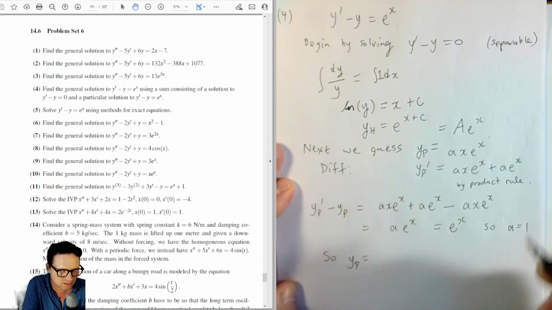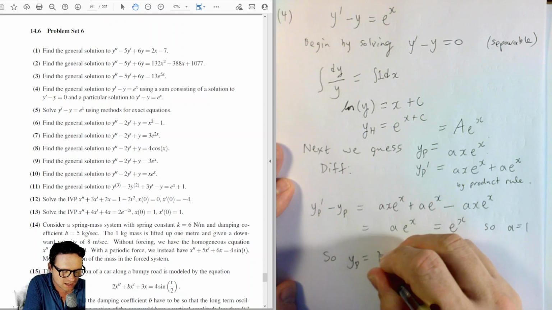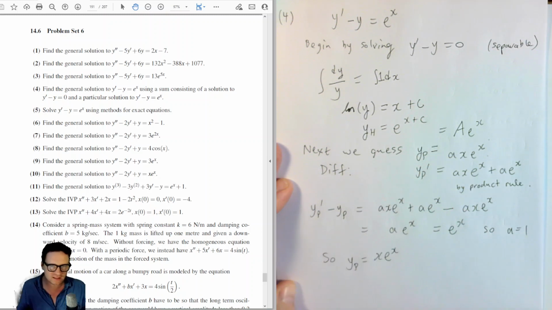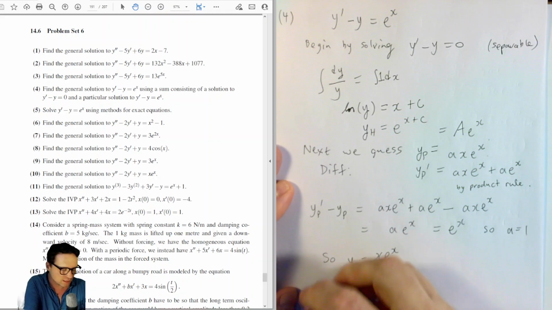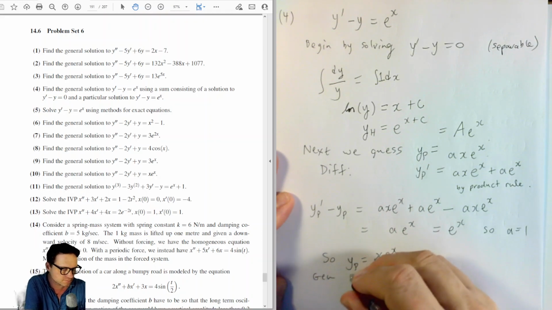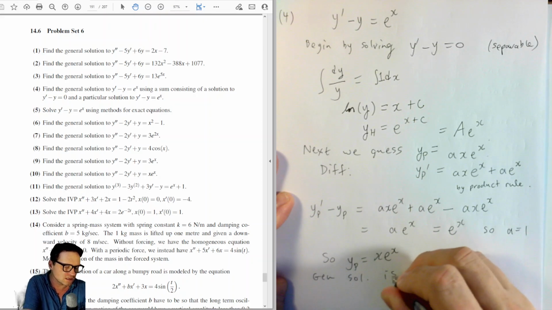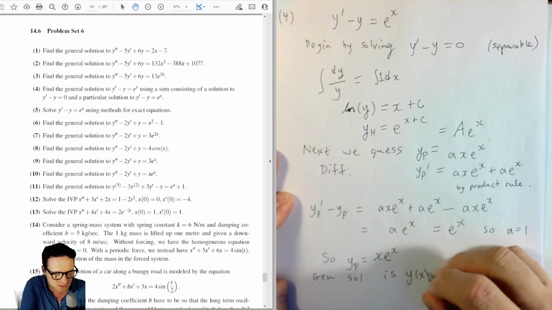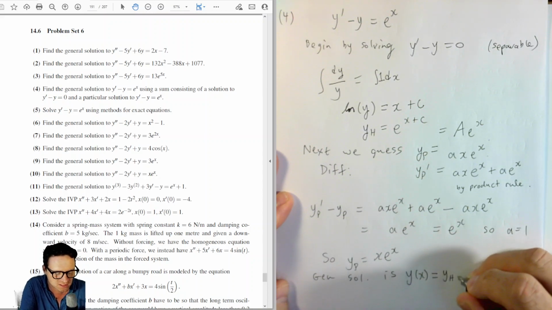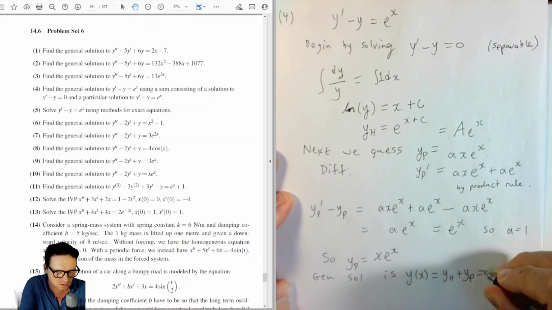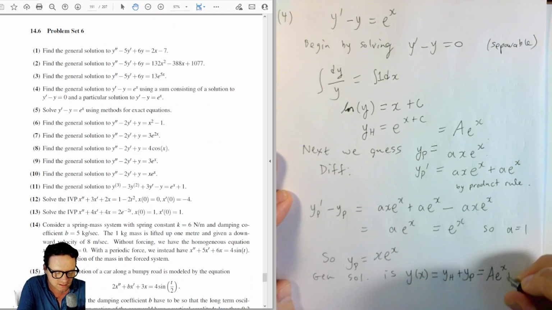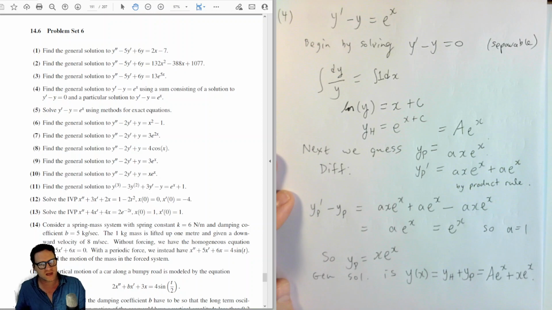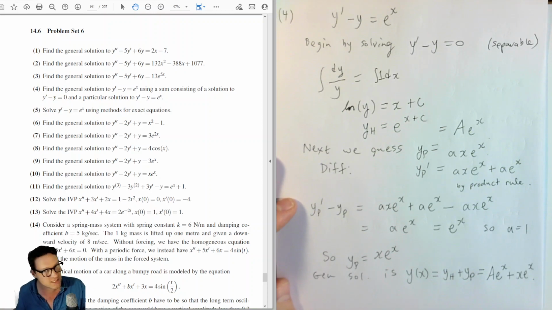So yp equals 1 x e to the x, or just x e to the x. And so our general solution is y as a function of x equals y homogeneous plus y particular, which is a e to the x plus x e to the x. Okay, fantastic. Let's do the same thing again using methods for exact equations.